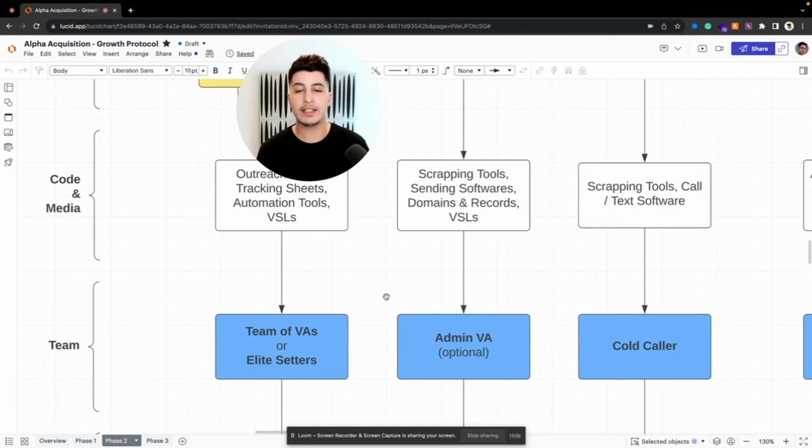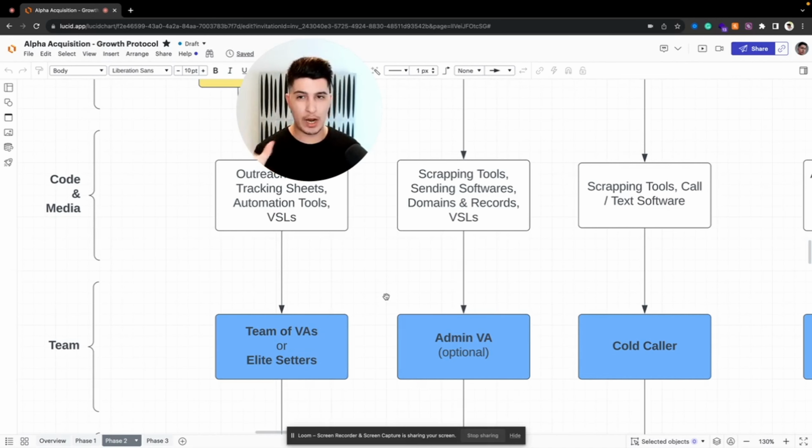Now, the exciting part, team. Talent, I cannot stress enough how important talent is. I don't know any type of business that is successful without a team of superstars. And the decisions start when you're starting a business. So same applies for your client acquisition department.